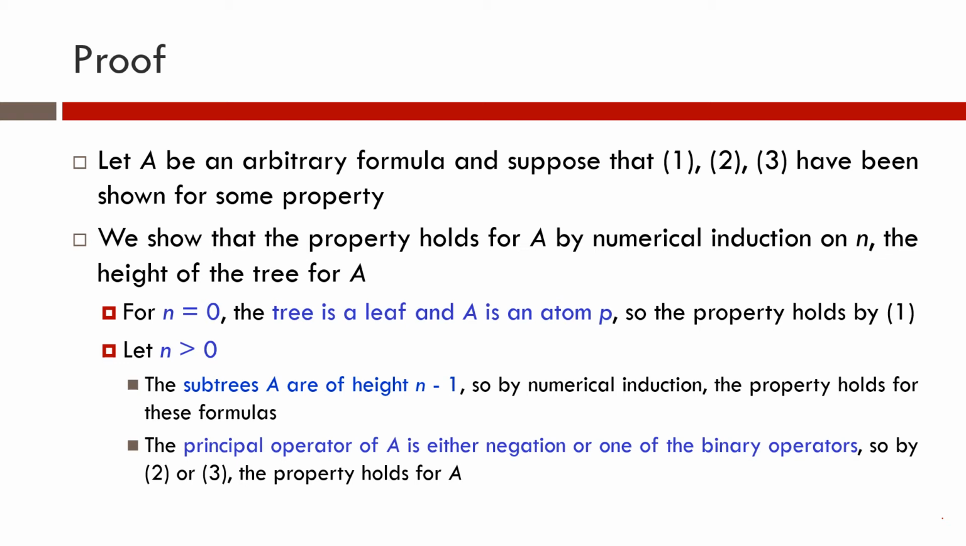Now, the principal operator of A will be either a negation or one of the binary operators. So, by theorems 2 and 3, the property holds for A. So this is actually the proof of structural induction.